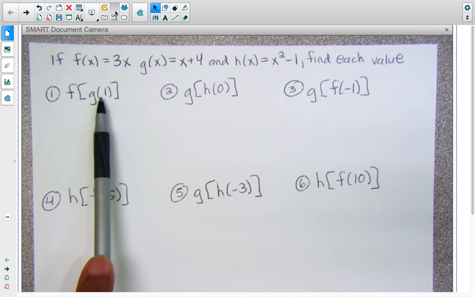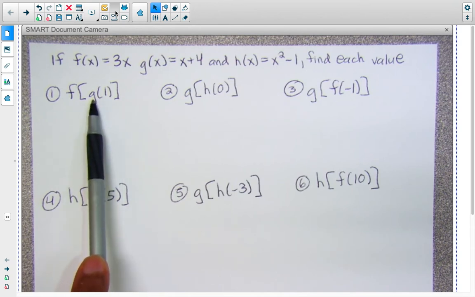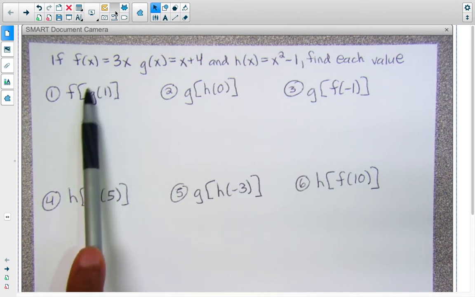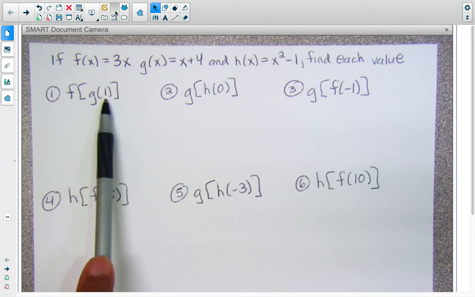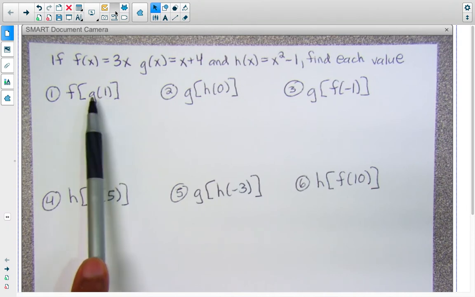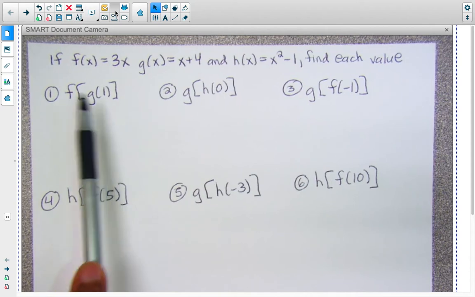We're going to take the number 1, substitute that into g. Then we're going to take that number and substitute it into f. So we're working inside out. Take the number 1, substitute that into g, and then take that number and substitute it into f. So let's start with 1.